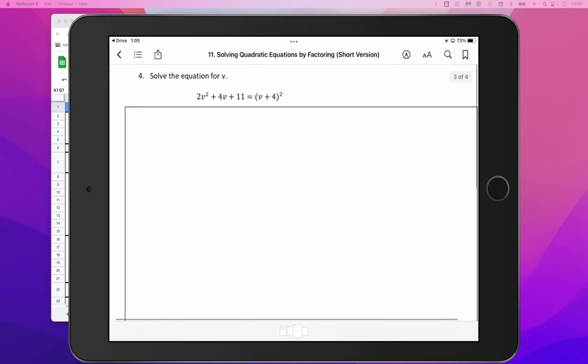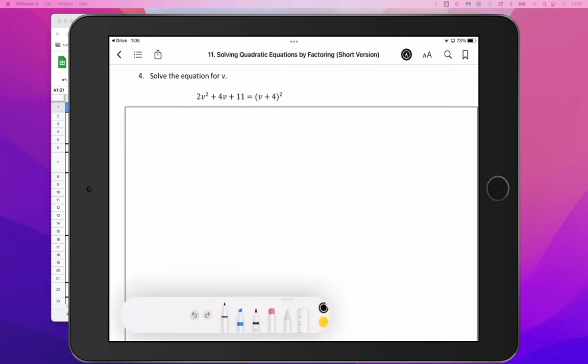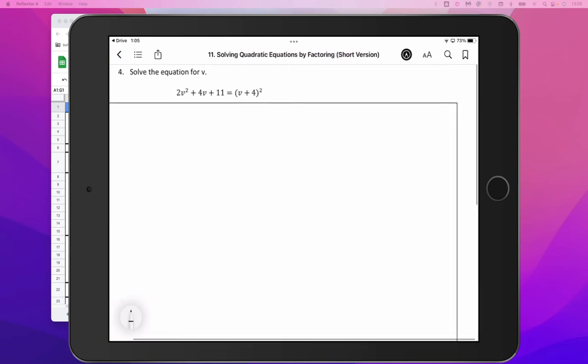Okay, and so number 4 looks particularly nasty. Remember, there's one trick to this, and that trick is to have everything equal to 0. And so what I need to do first, on the right side there, is expand it out, multiply the v plus 4 times the v plus 4. I'm going to do that work over here on the side.